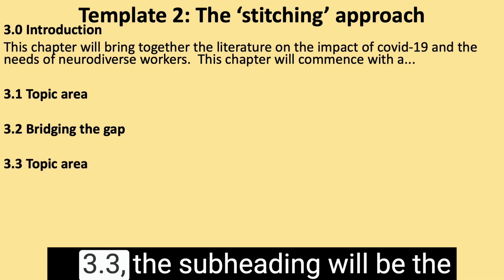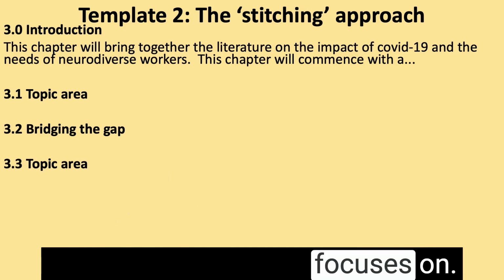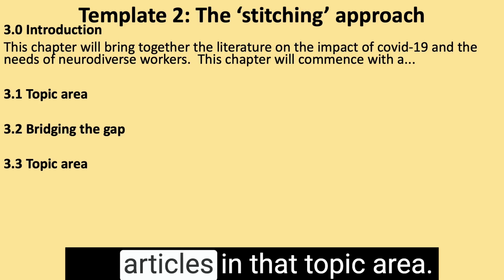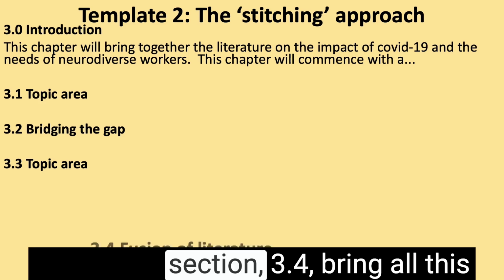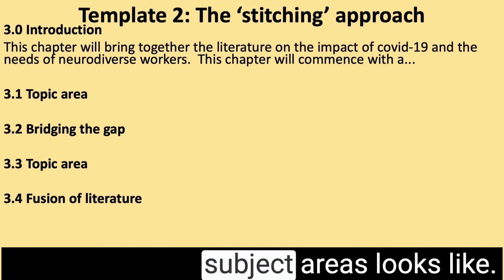In 3.3, the subheading will be the name of the second topic area that your dissertation focuses on. Provide an overview of that topic area and try to critique books and articles in that topic area. In the next section, 3.4, bring all this together. Provide an overview of what the stitching of two subject areas look like.